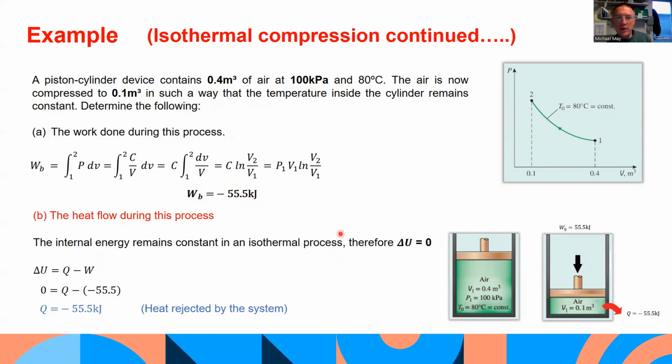Because it's an isothermal process and the temperature doesn't change, the change in internal energy equals zero. So we have zero over here. We have minus 55.5 here for the work. The double minus makes a plus. So ultimately, the heat is going to be minus 55.5 kilojoules. So we put in 55.5 kilojoules of work. The internal energy doesn't change, so 55.5 kilojoules of heat comes out.